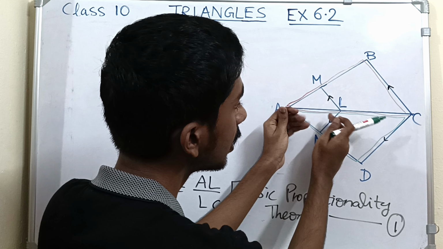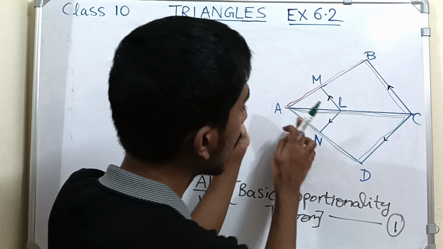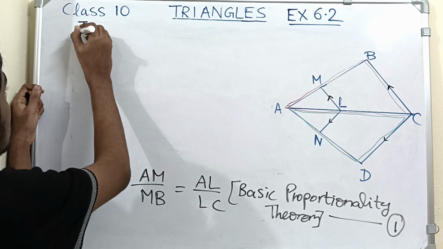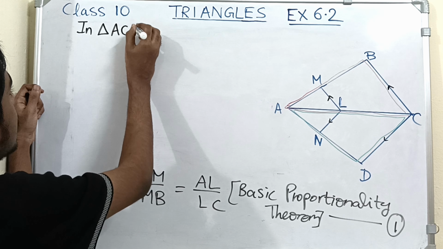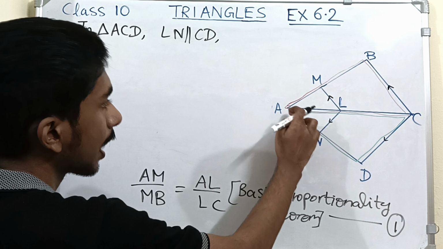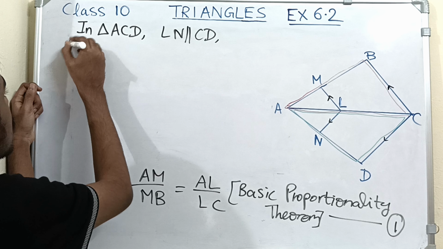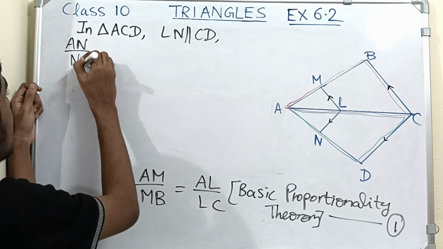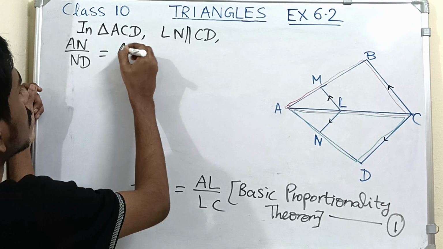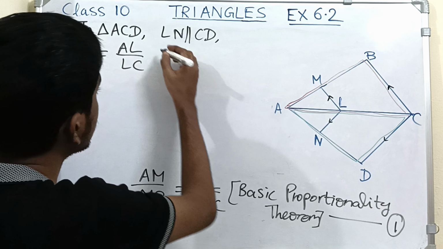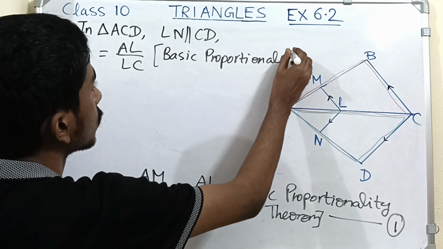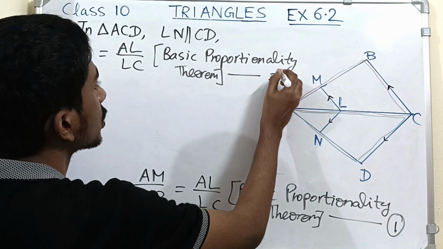You have to first take the left portions, take only from one side AN or ND. Now go to the other side, right hand side, AL by LC. So in triangle ACD it is given LN is parallel to CD, so we can write AN by ND is equal to AL over LC. The reason is same, basic proportionality theorem. Let this be equation number 2.